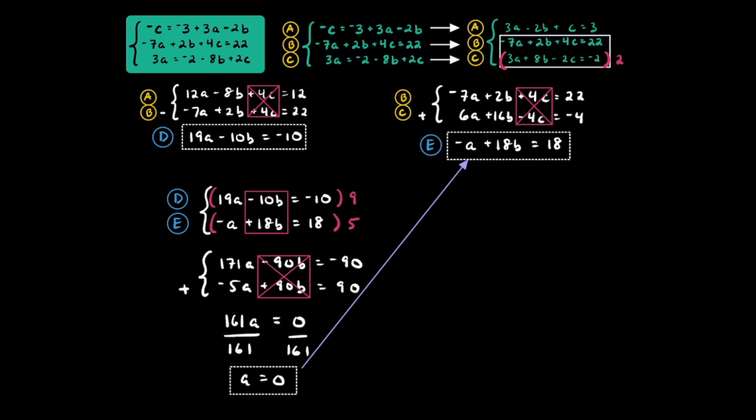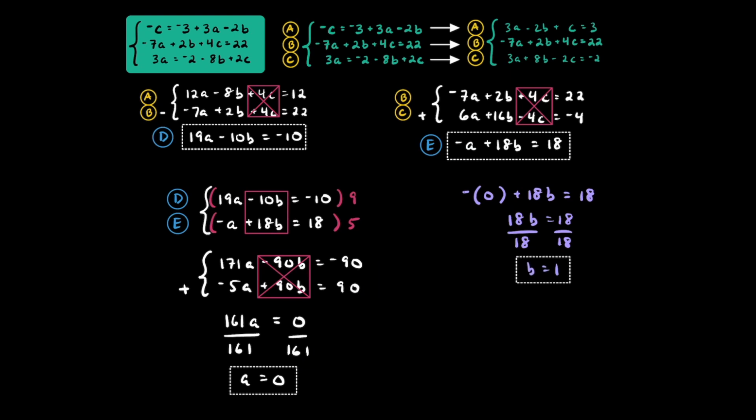I'm going to plug this value into equation E to solve for b. Substituting in, we're going to get negative 0 plus 18b is equal to 18. Negative 0 is just 0, so we're going to have 18b is equal to 18. And dividing both sides by 18, we're going to get b is equal to 1. Finally, let's plug in our values of a and b into one of the original three equations to solve for c.